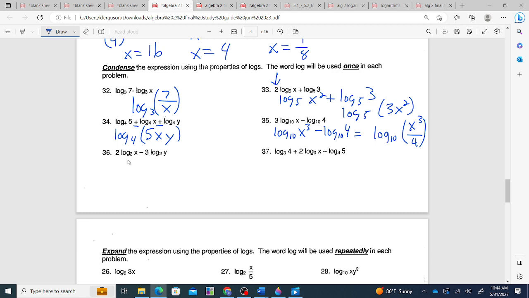Right here, I got two numbers up front, so that tells me I'm going to use the power rule. So I'm going to have log base 2 of x to the second power minus log base 2 of y to the third power. That's the first step. The next step is I got a minus, so I'm going to do a quotient. I'm going to have a division problem. So log base 2 of x squared divided by y cubed.